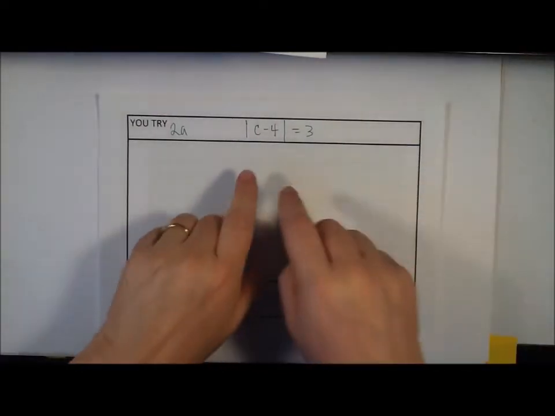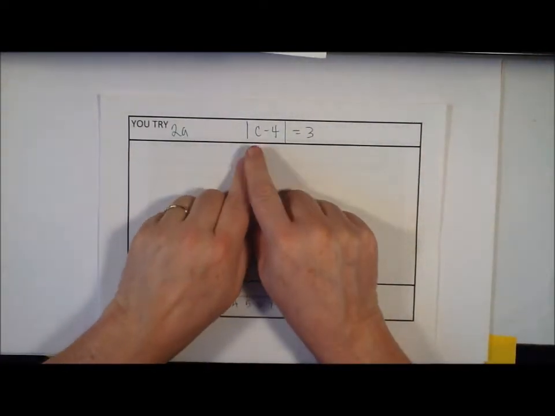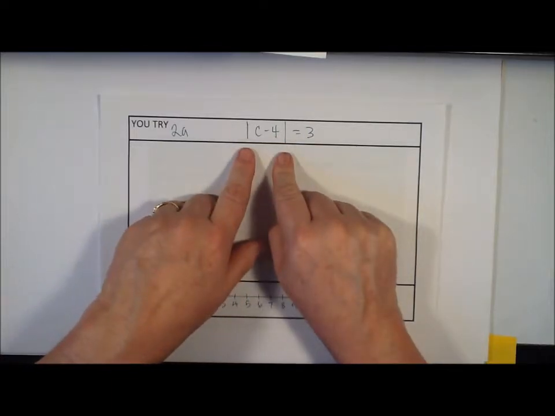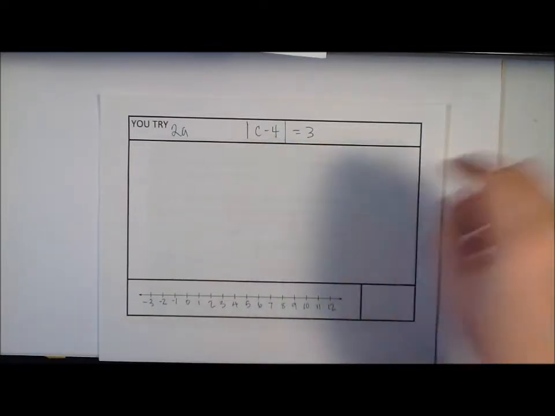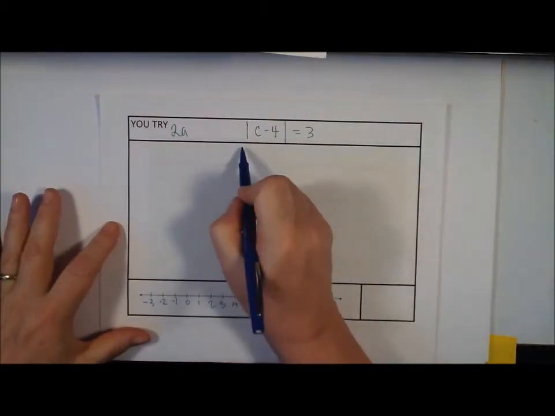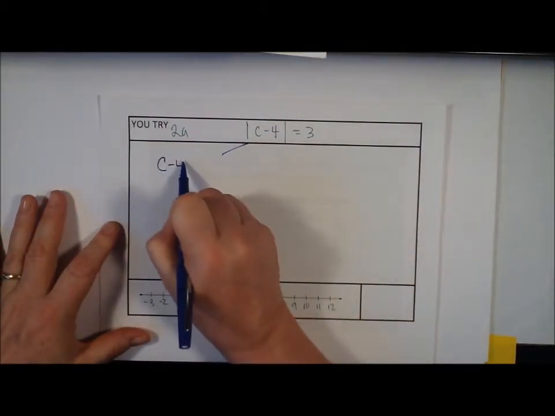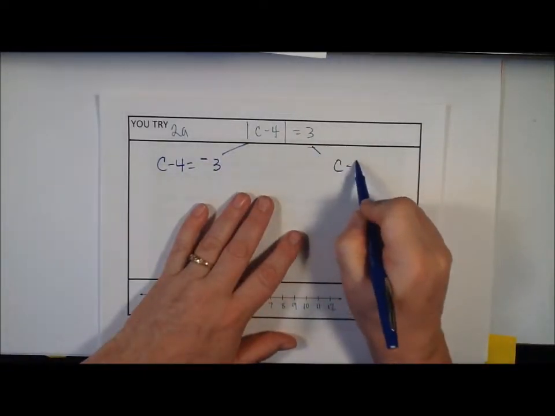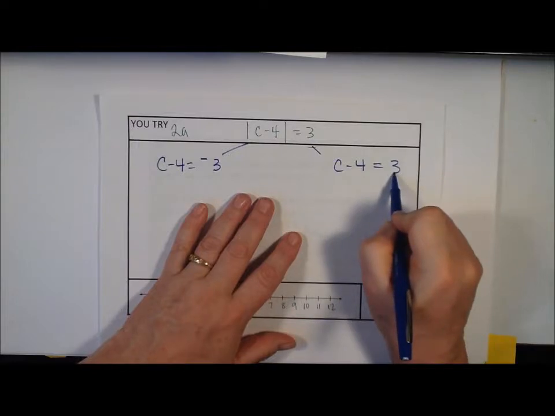So here we have an absolute value expression. C minus 4 is the expression, and we're looking for its absolute value. I'm going to set up my partner equations. First, on this side, I have C minus 4 equals negative 3. And on this side, I have C minus 4 equals positive 3.